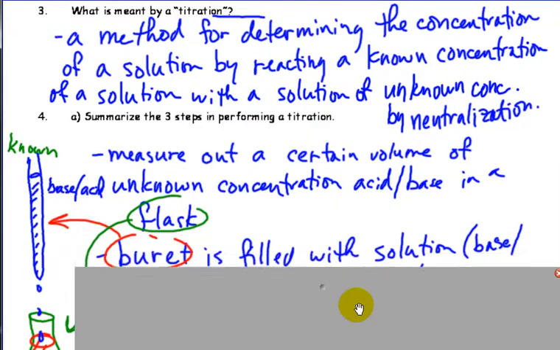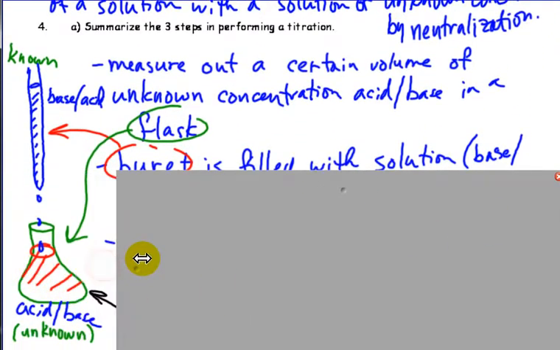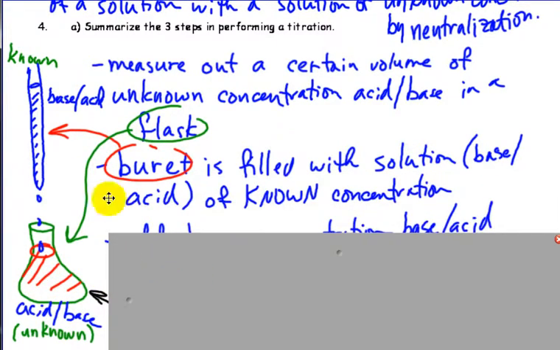There are a few steps for that. Measure out a certain volume of the unknown base or acid and have it in a flask, like right here. It could be an acid or a base, of unknown concentration. Then you have a device referred to as a burette, which is a tall, narrow column that you can easily read the volume from. It's filled with the solution that you know the concentration of. So if I have an unknown acid here, I'd have a base of known concentration. Or if I had an unknown base, I'd have a known acid.